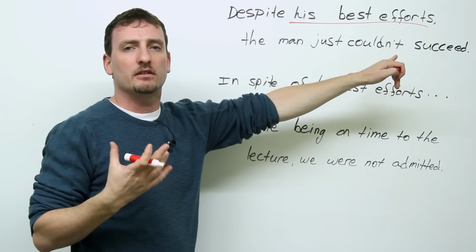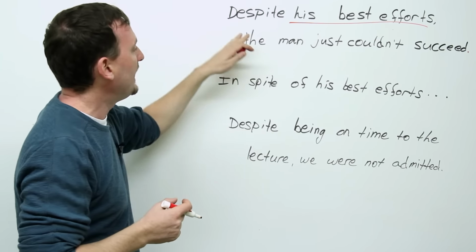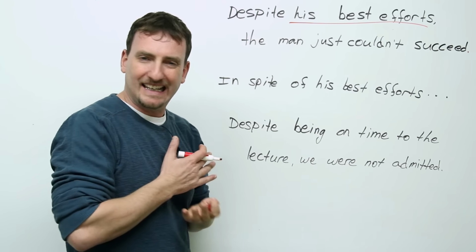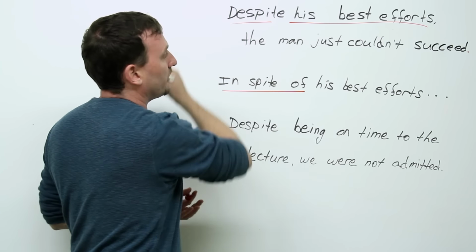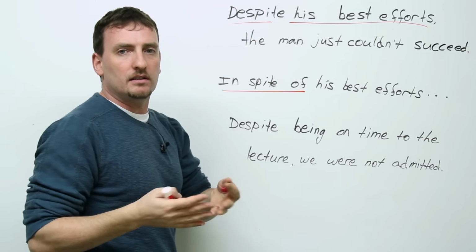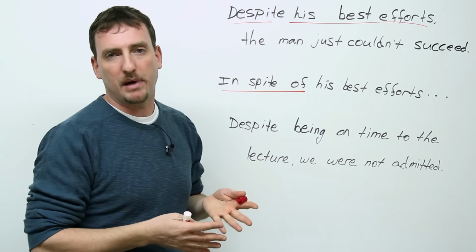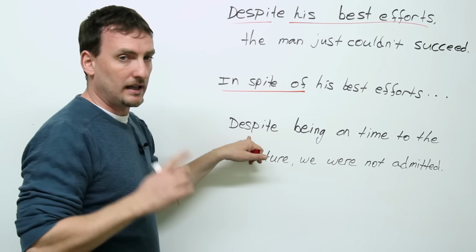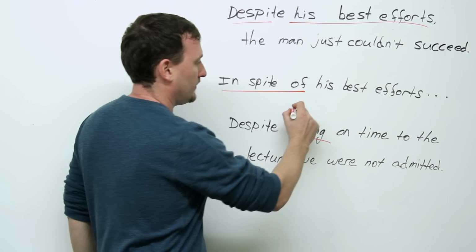Here you have your regular independent clause with your subject and your verb. No problem. In spite of his best efforts, the man just couldn't succeed. Exactly the same meaning, okay? Just one expression versus the other. Again, I can change it around. The man just couldn't succeed despite his best efforts. The man just couldn't succeed in spite of his best efforts. Same meaning. Another way we can use despite and in spite of is with a gerund, an ing verb.